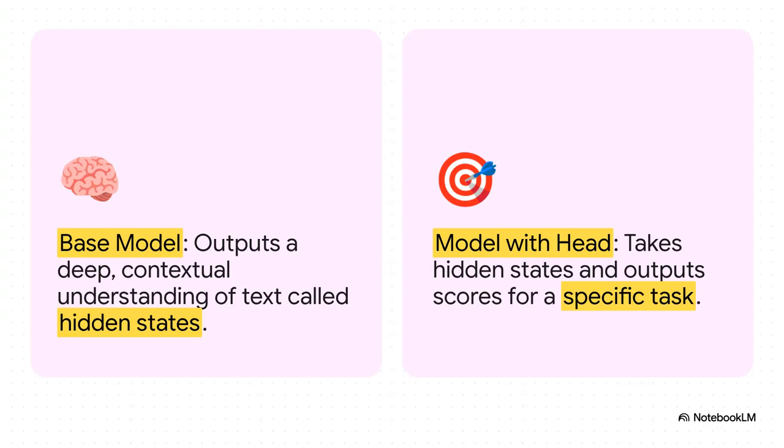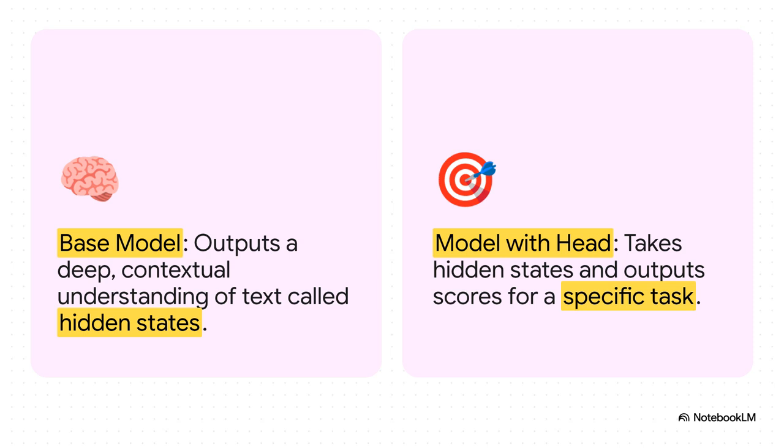All right, so here's the super important point. You need the right tool for the job. A general-purpose base model is like a brilliant researcher. It can read our text and generate something called hidden states, which is just a fancy way of saying it has a really deep, contextual understanding of what was said. But for our specific job, we don't need a research paper, we need an answer. So we use a specialized model that has a classification head bolted on.